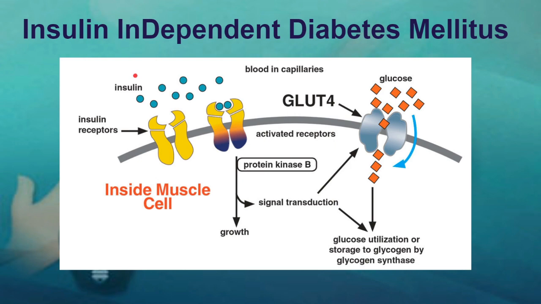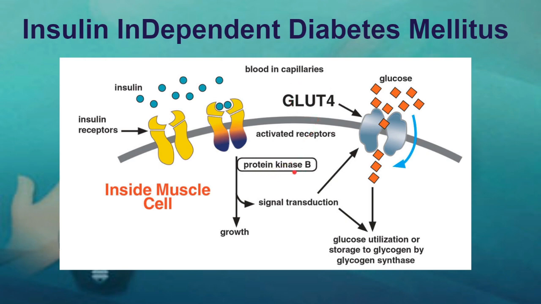Normally in a healthy human being, the insulin which is secreted by the beta cells of the pancreas gets attached to the insulin receptors present on the cell membrane. This is the cell membrane and this is the inside of the cell, especially of the muscle cell, as you can see. So on the cell membrane we have the insulin receptors, and in the normal healthy human being, this insulin gets attached to the insulin receptors, and this attachment causes the activation of GLUT4 by way of protein kinase B.